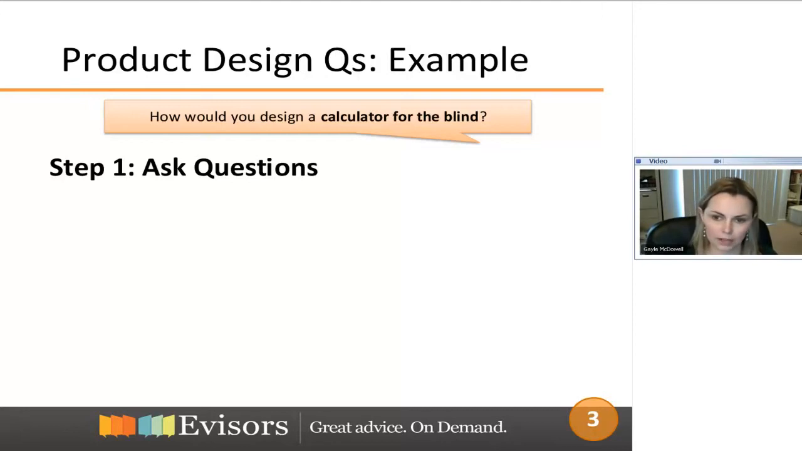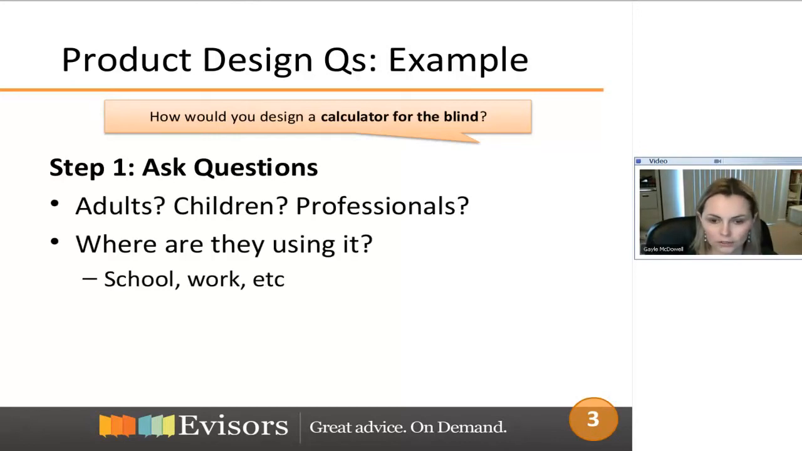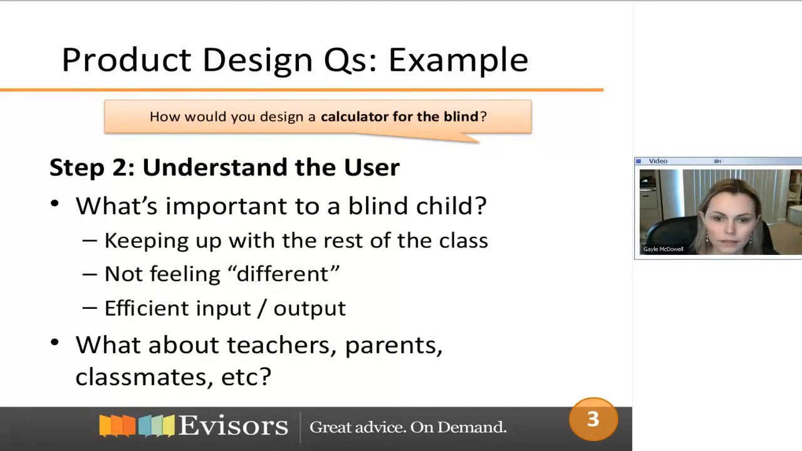So if you're asked to design a calculator for the blind, you want to know things like, are they adults or children? Is it professionals? Are they using it in school or work? Where are they using it? And then you want to think really carefully about who is the user, really, really carefully. The user here, remember, is not just the child itself, but it's also the parent.